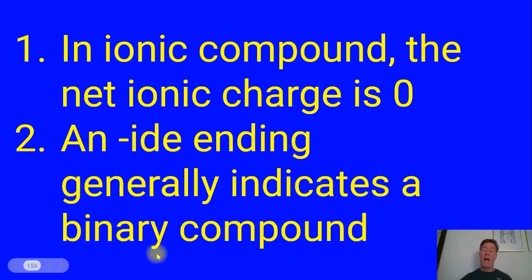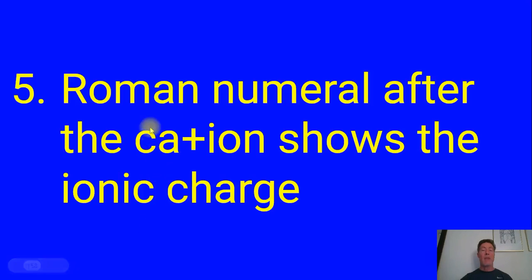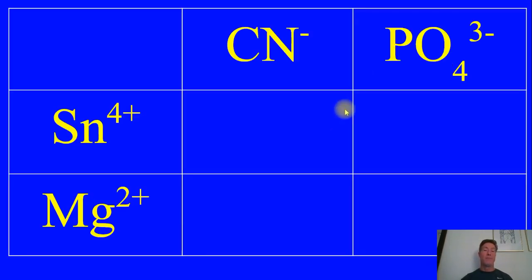It could be binary ionic, it could be binary molecular. An "ite" or "ate" usually means a polyatomic ion with oxygen. And prefixes generally indicate molecular compounds. And the prefix gives you the number of each kind of atom in that molecular compound. And the Roman numeral after the cation shows the ionic charge. Again, we're only going to use Roman numerals when it comes to ionic compounds.